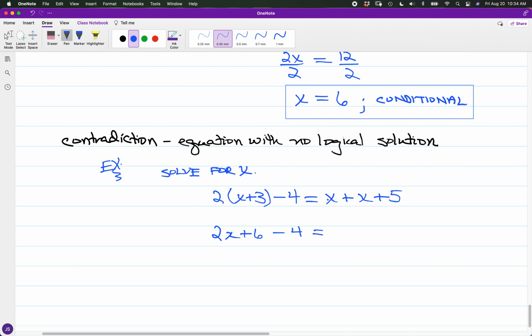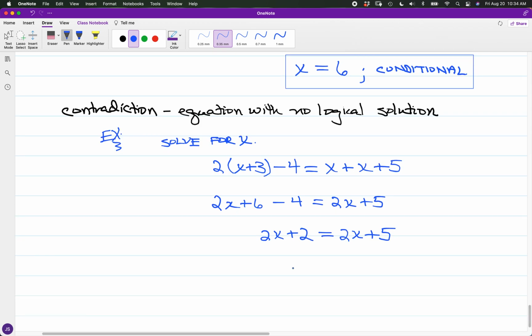To the right, we have x plus x, which will make 2x. And we have plus 5. And we got 2x plus 6 minus 4. So we have 2x plus 2 is equal to 2x plus 5. And in terms of combining like terms, you can either eliminate one constant or variable expression. So what we'll look at is subtracting 2x.